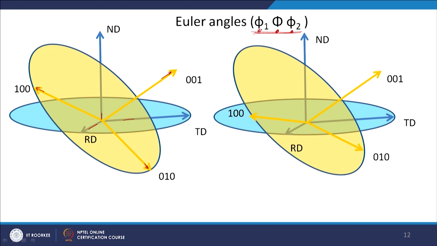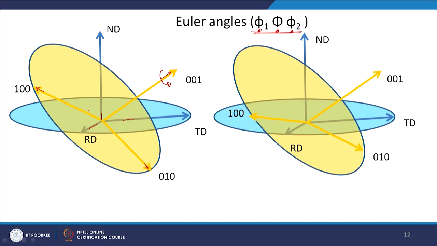So, the two frames are shown here, the blue one is for the sample. You have these two axes in the plane, and one perpendicular to this plane, and another one is the 100 plane, and a normal to this plane will be 001. So, this is how it is oriented. Now, if I want to bring all these axes into coincidence, I will first give a rotation about 001, for example here. But how much rotation do I have to give? That will be decided by how far this 100 is from the RD-TD plane.